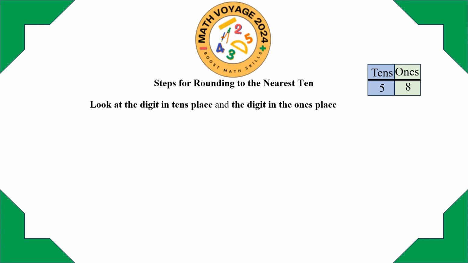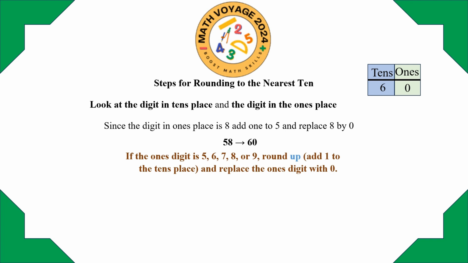Since the digit in the ones place is 8, add 1 to 5 and replace 8 by 0. So 58 is rounded to 60. If the ones digit is 5, 6, 7, 8 or 9, round up. That is, add 1 to the tens place and replace the ones digit with 0.